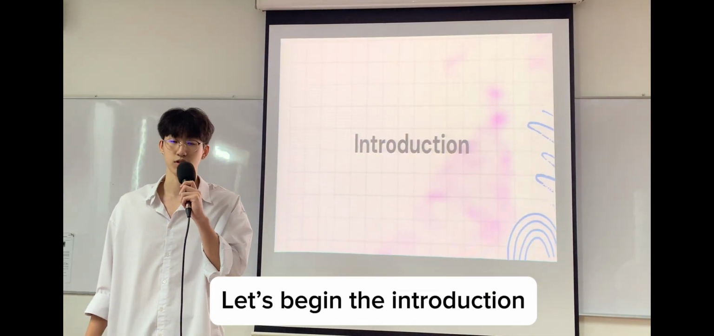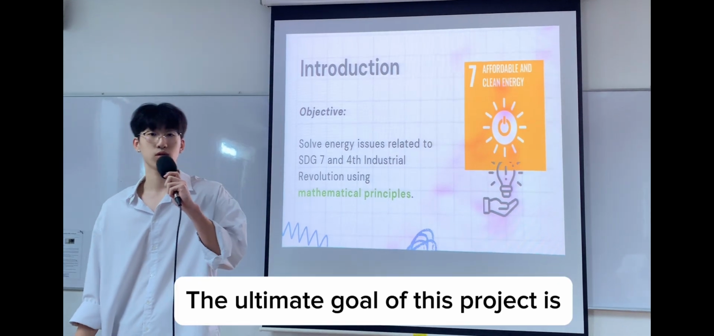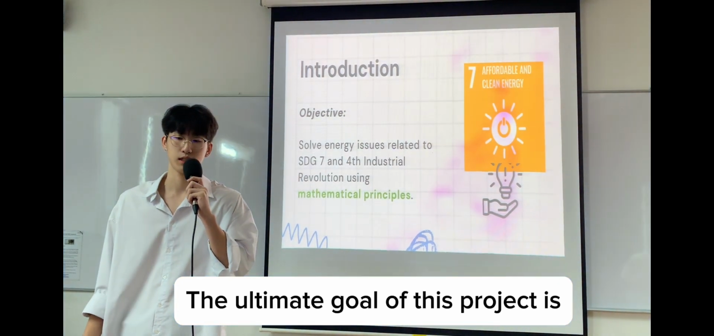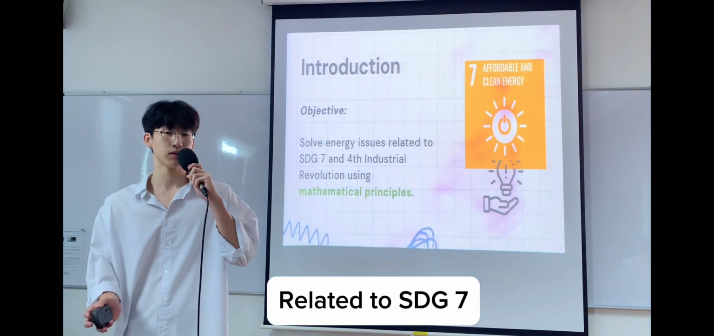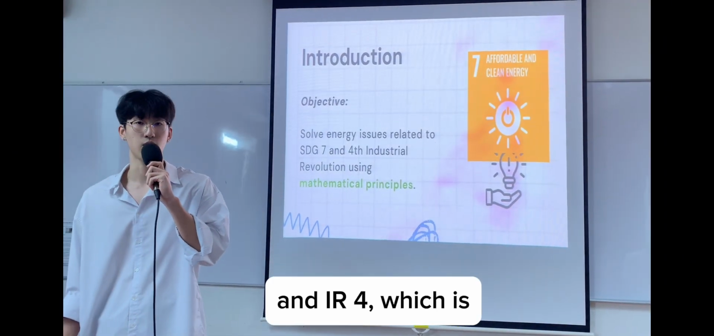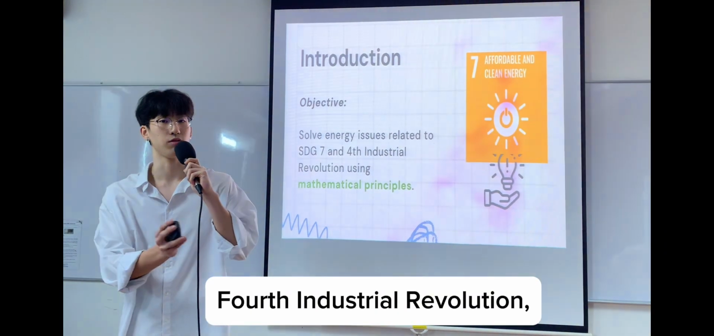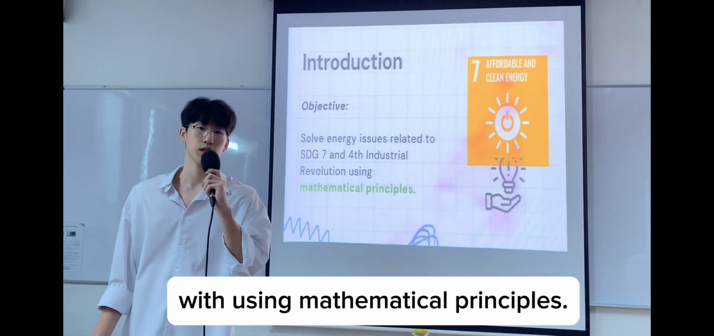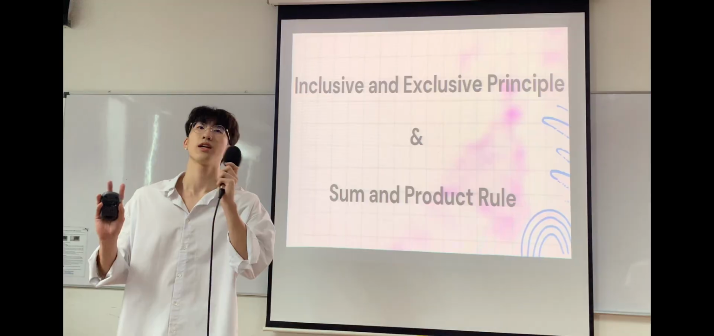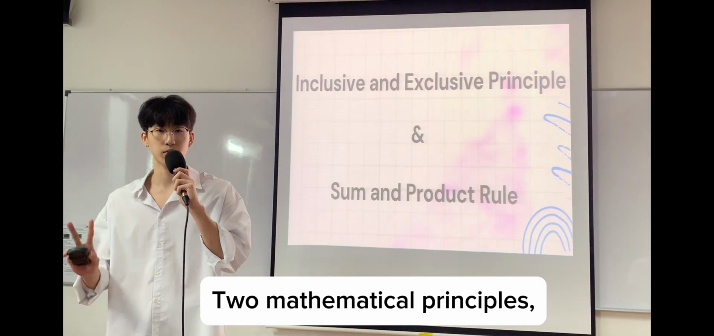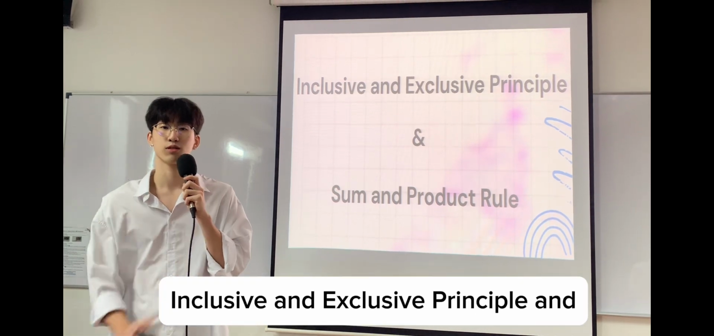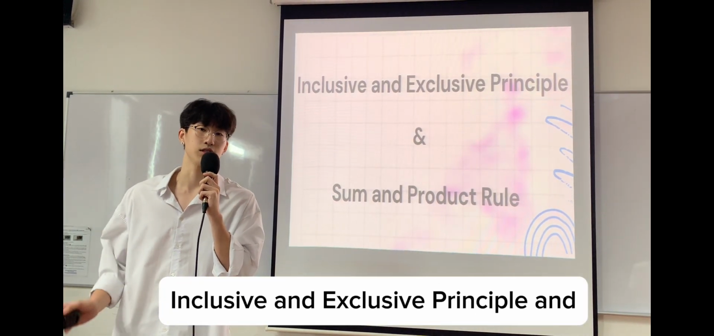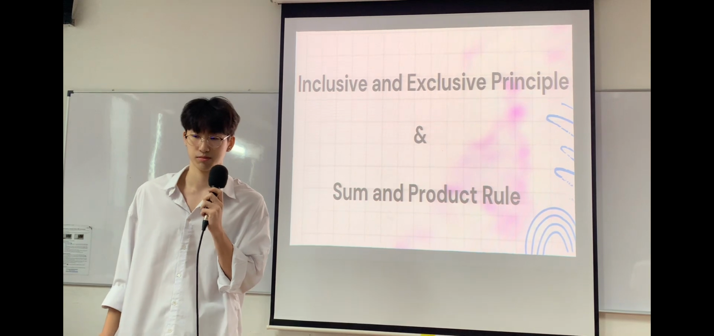Let's begin the introduction. The ultimate goal of this project is solving the energy problem related to SDG 7 and IR4, which is the Fourth Industrial Revolution, using mathematical principles. And then we chose two mathematical principles, which are the inclusion and exclusion principle, and some important rules.